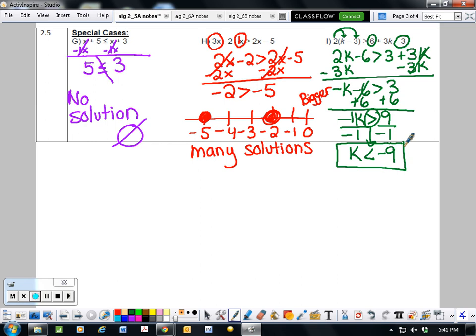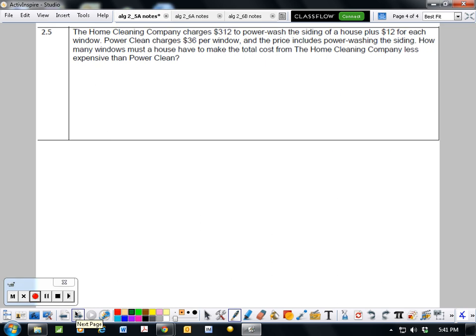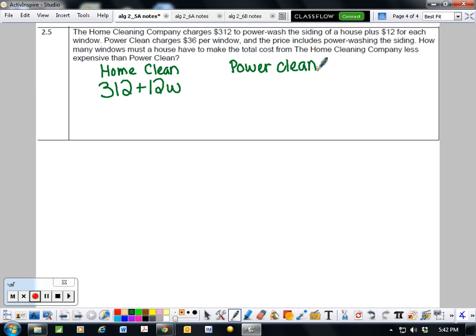Okay. So now we're going to look at a story problem. So home cleaning company, I'm going to put home cleaning, charges $312 to power wash the siding of a house plus $12 for each window. So we have a flat fee of $312 and then $12 for each window. So I'm going to put 12W, W standing for window. Okay. Now Power Clean charges $36 per window, and the price includes power washing the siding. So $36 a window. No flat fee.